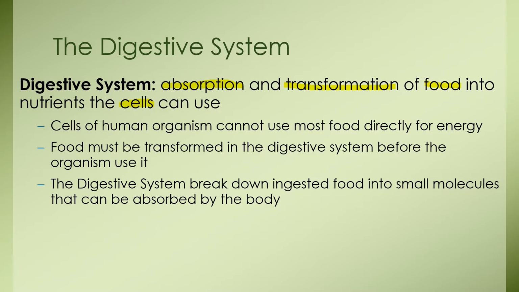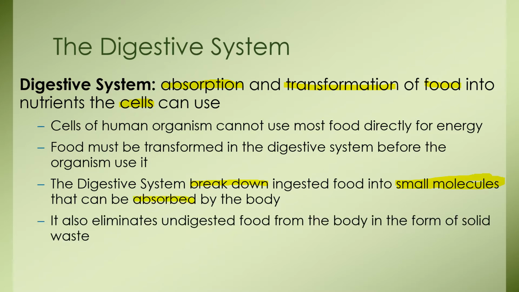The main function of the digestive system is to break down the food that we ingest into small molecules, so that these small molecules will be able to be absorbed by the cells of the body. And it also eliminates what is not used or what was not digested from the body in the form of solid waste.